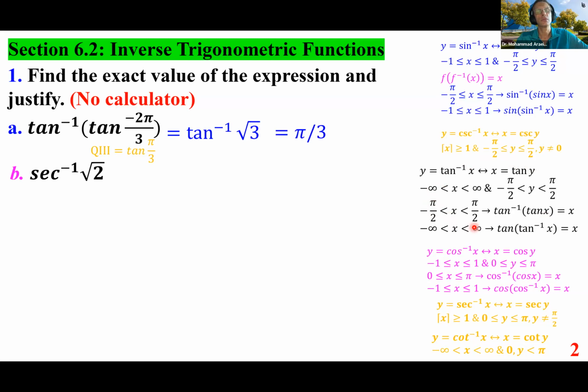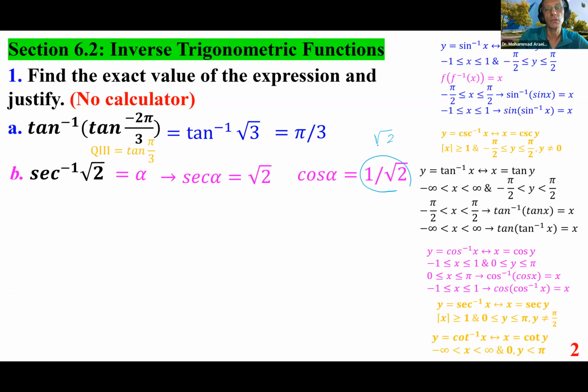Secant inverse of square root of 2. We let this be alpha, beta, gamma, x. It's an arc. And by definition of an inverse function, secant alpha becomes square root of 2. We may not be familiar with that, but we know it's the reciprocal of cosine. So cosine is 1 over square root of 2. And by the way, I believe everybody knows this is the same as square root of 2 over 2. And that gives us pi over 4. Alpha is pi over 4.